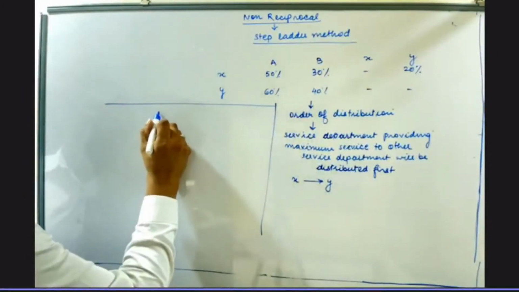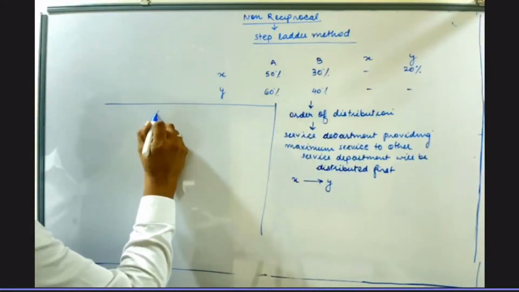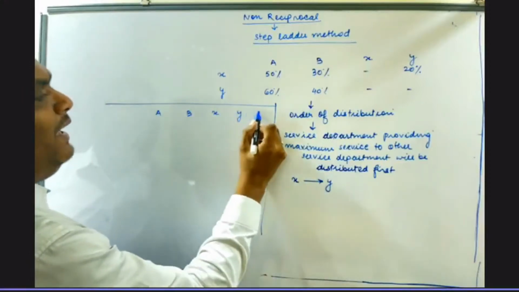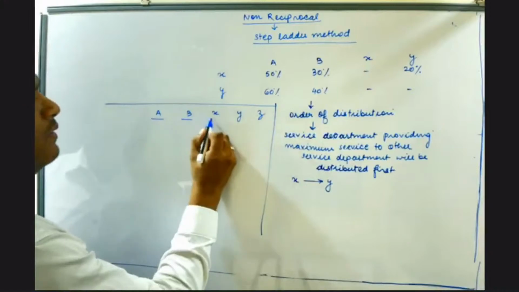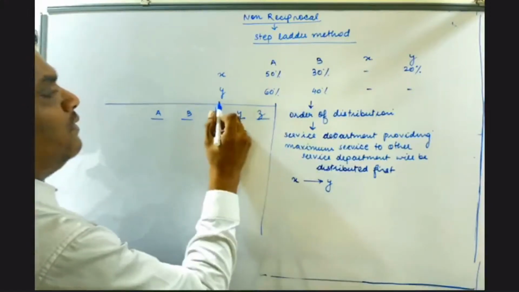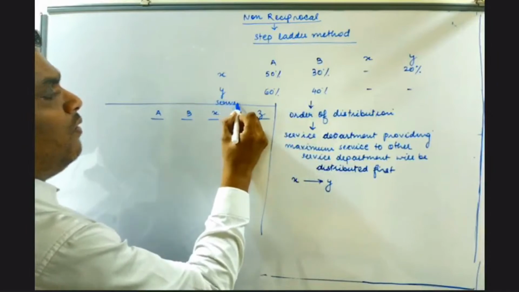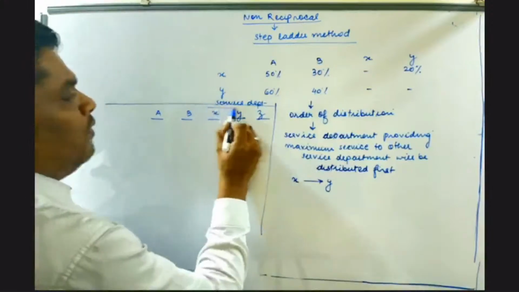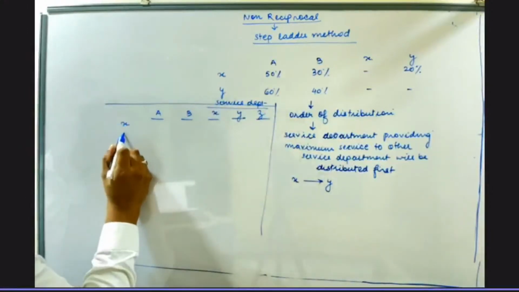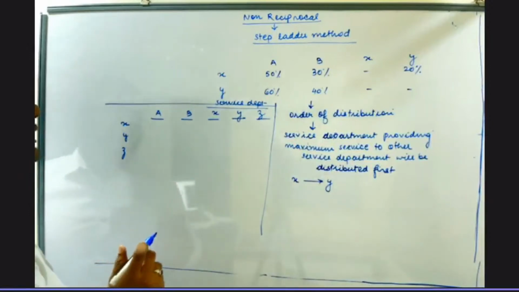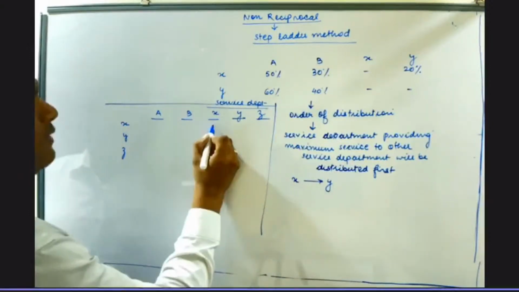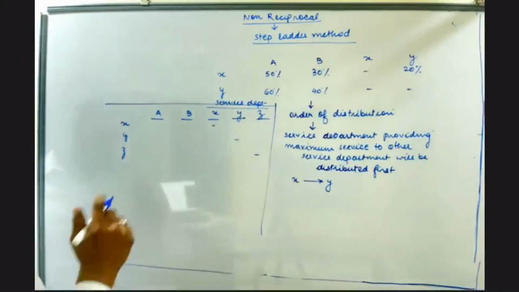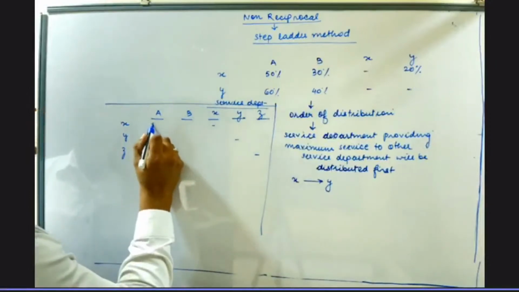wherein let's say I have two production departments A and B and three service departments X, Y, and Z. Now, when talking about the services provided by X, Y, and Z, when talking about X, it provides the services as follows.